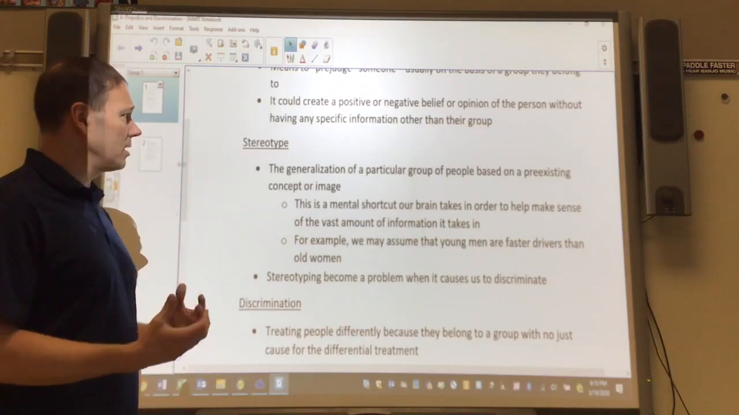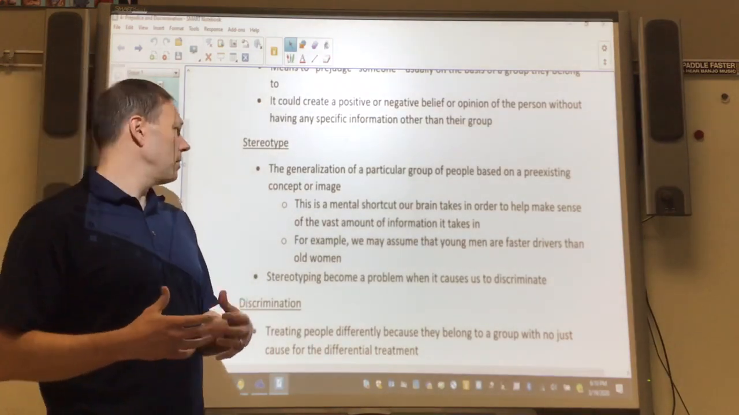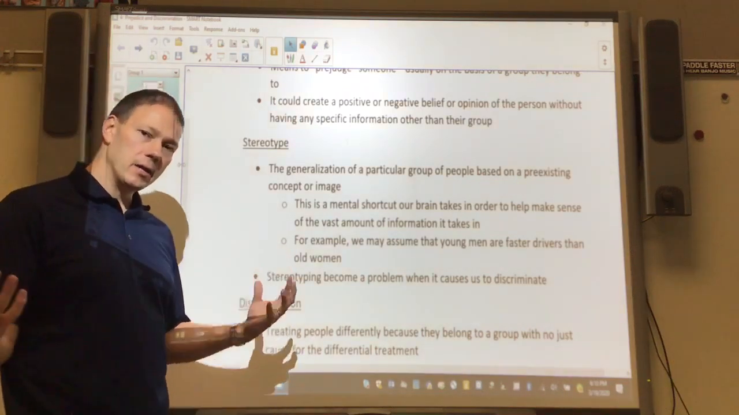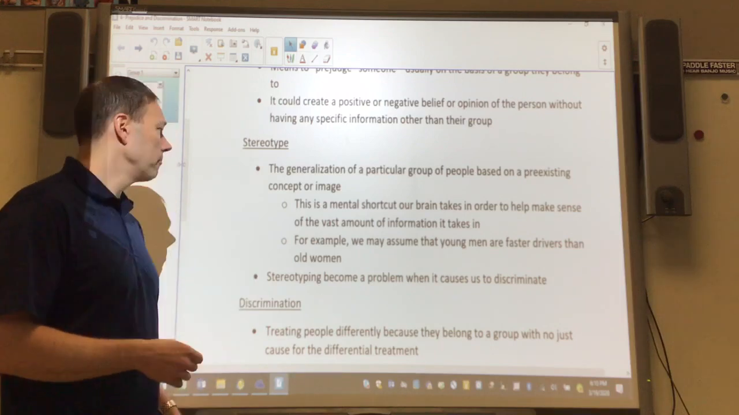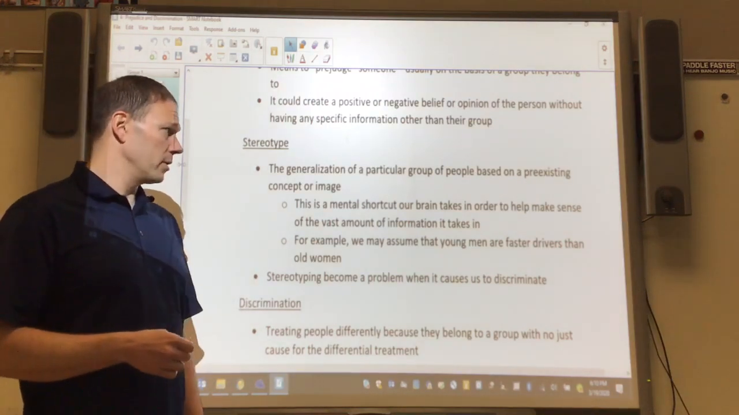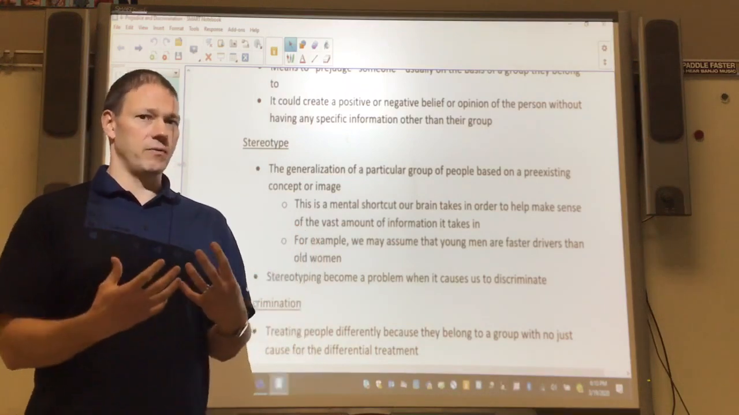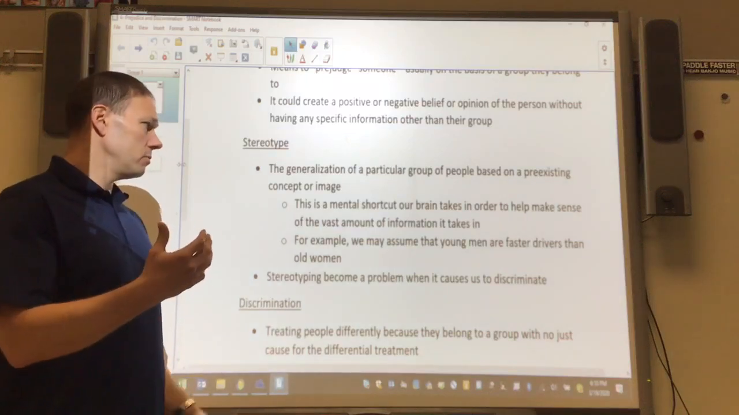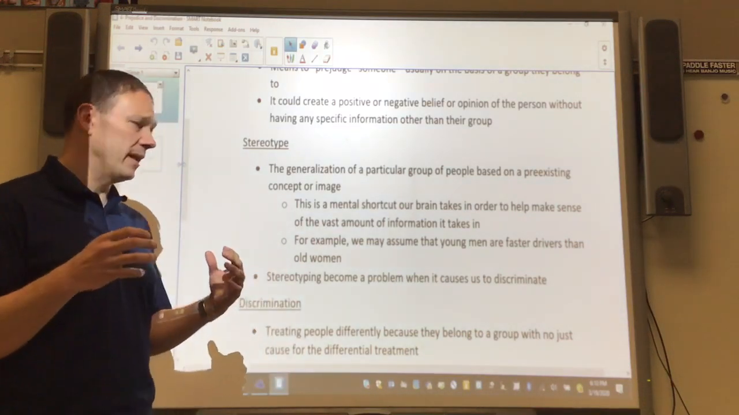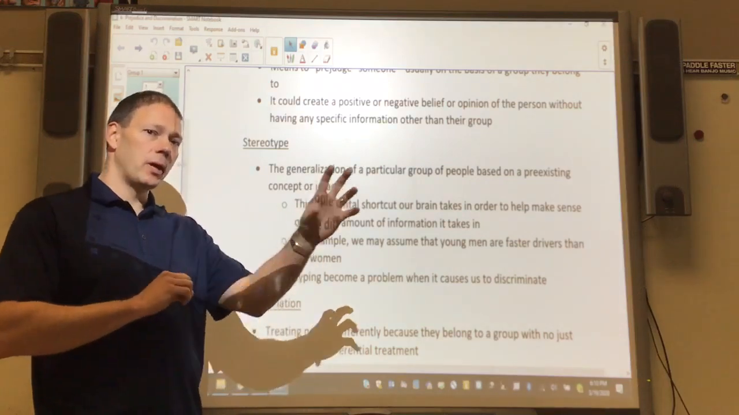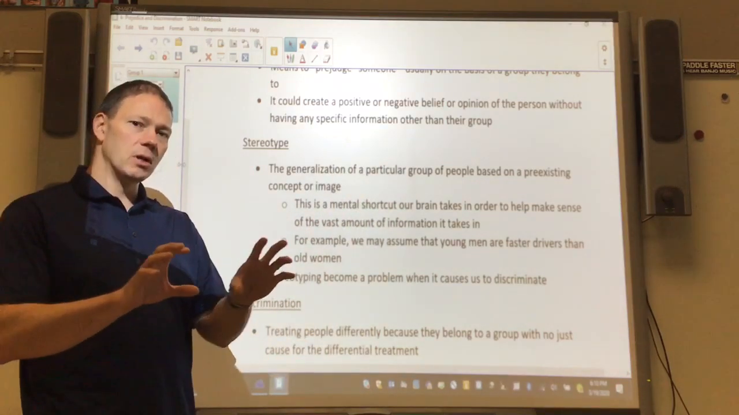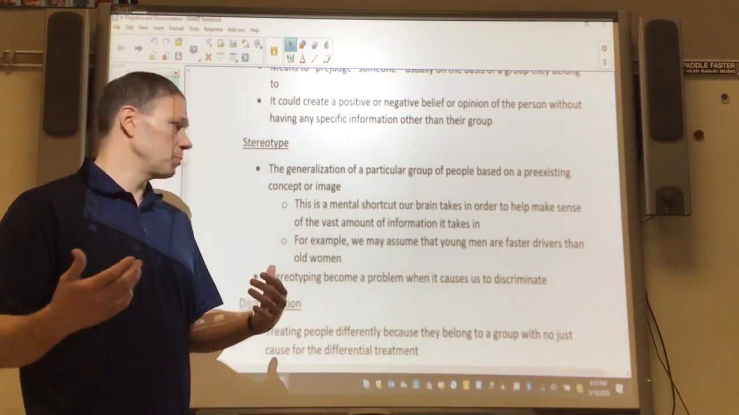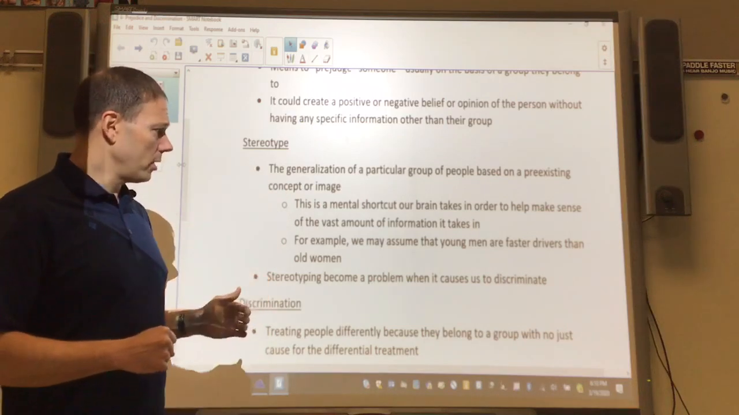Stereotyping is similar. It's generalizing a group of people based on our pre-existing concept or image of that group and our experience with that group. Basically it's a mental shortcut that our brain takes. Our brain takes in tons of information all the time, and one of the ways it helps make sense of the world around us is to take these shortcuts and categorize groups of people so that, in a very short amount of time, we can make decisions about what we need to do with this person. So it's a shortcut that we take.